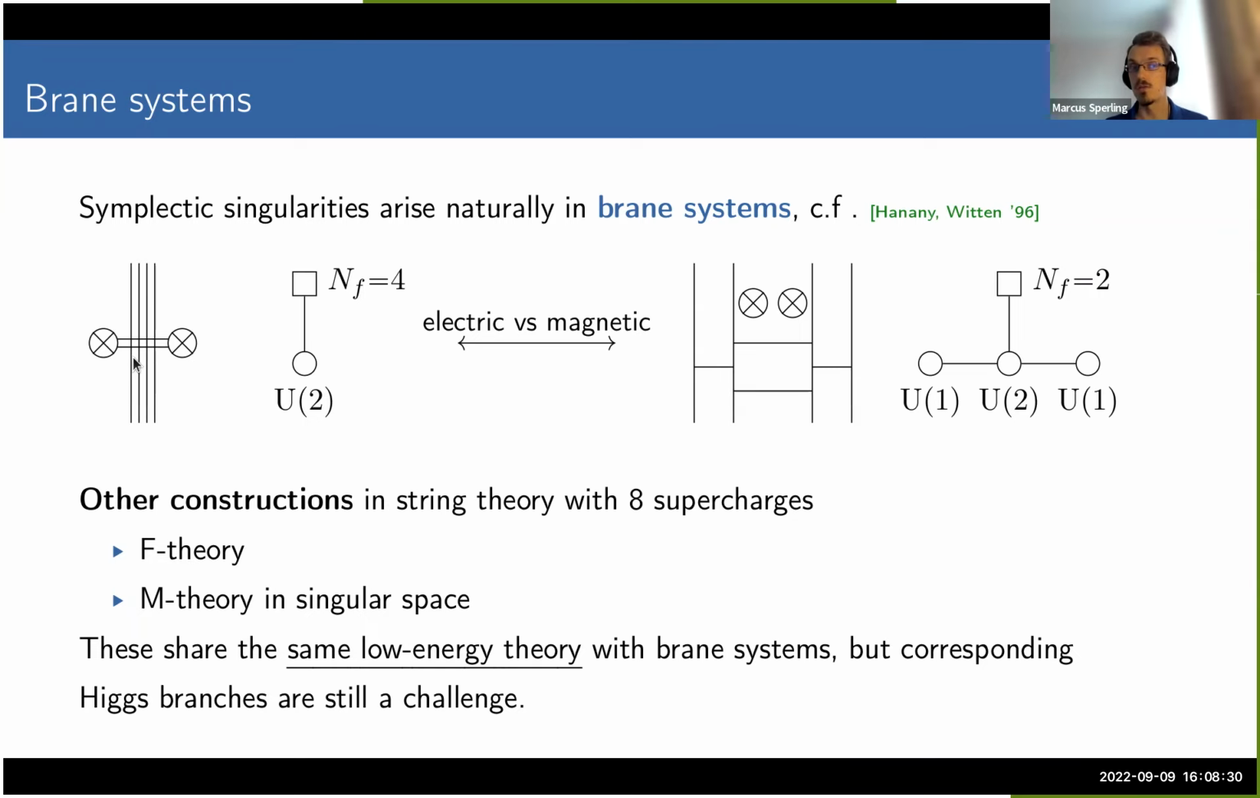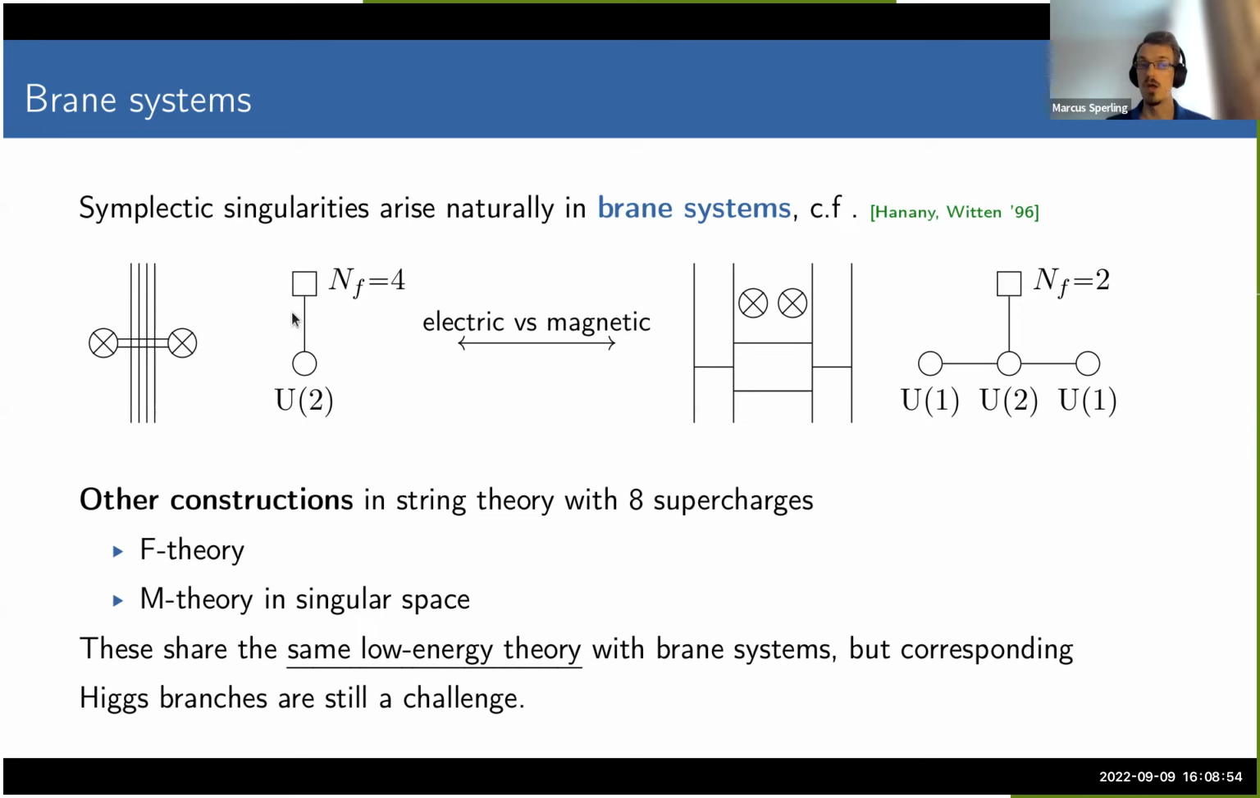And the D3 branes in the electric frame give rise to the gauge group. So this is U(2) here. And then we have the vertical lines, which are D5 branes, and they are a lot heavier than the D3 branes, and therefore they give us these flavor multiplets, which is called N_F equals 4, because we have here 4 of these D5 branes.